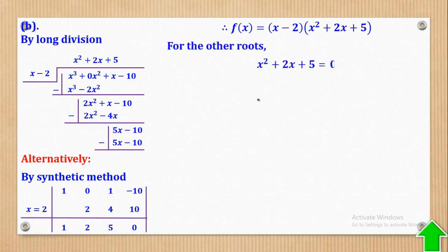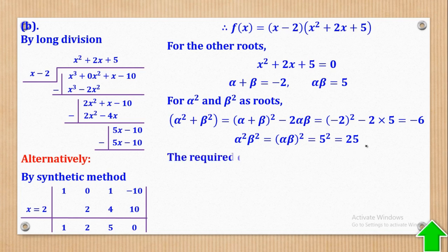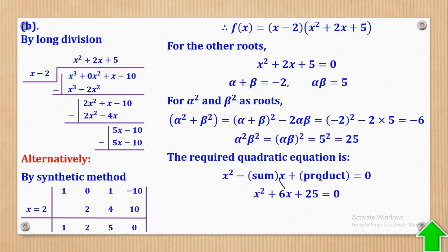Now for the other roots, it means that we have to look for the roots of this quadratic. So you equate it to 0. Therefore, the sum of roots will be the negative of this, and the product of roots will be positive of that. And that is what they wanted. But they also wanted us to form the quadratic equation with these new roots. So the sum of these roots will be that, which is negative 6. I believe by now you know where it comes from. What about the product? The product will now be 25. Therefore, the required quadratic equation will be got from that. So substitute for the sum and product. And that is what they wanted.